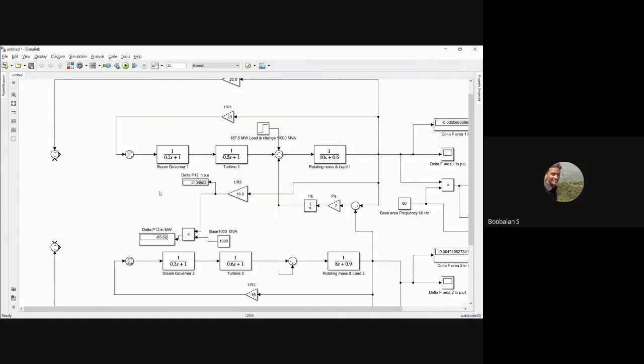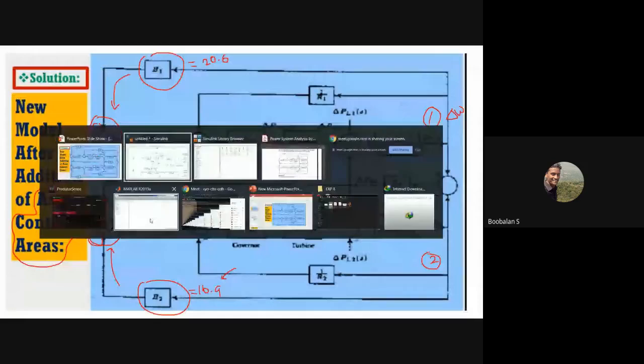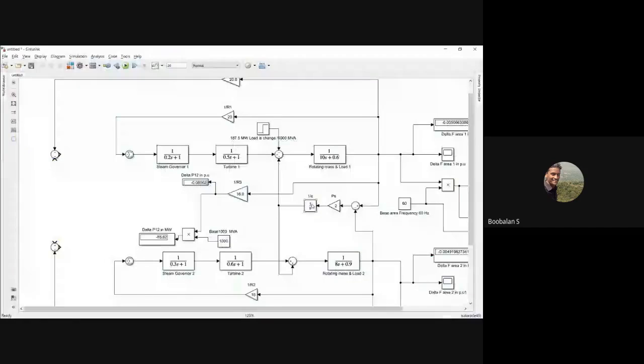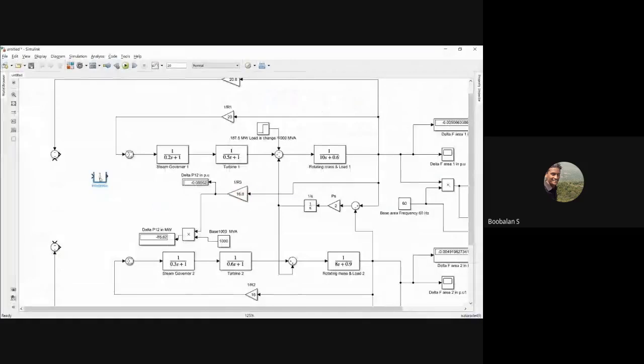Now we need an integrator over here, right? So we need a 1/s integrator. We already used an integrator over here. I'm just going to use the integrator, a commonly used block. Actually, we need two integrators. That's why I'm going to move this block a little away. I need two integrators in these two areas, right? Two integrators.